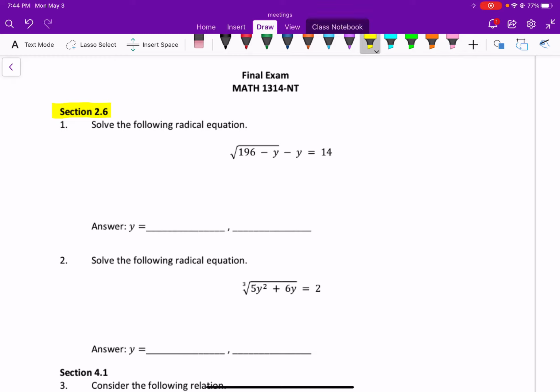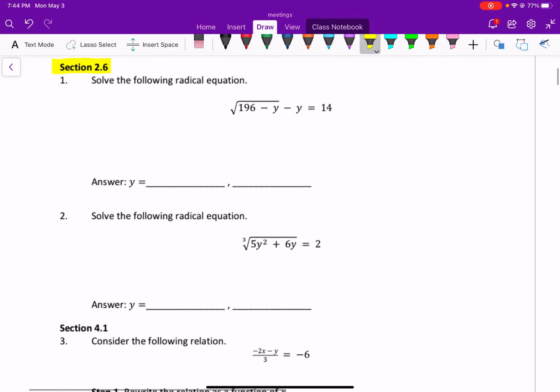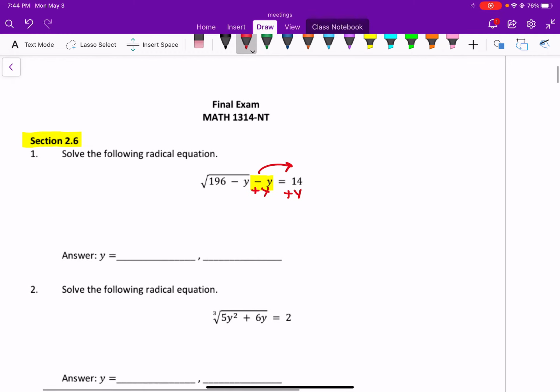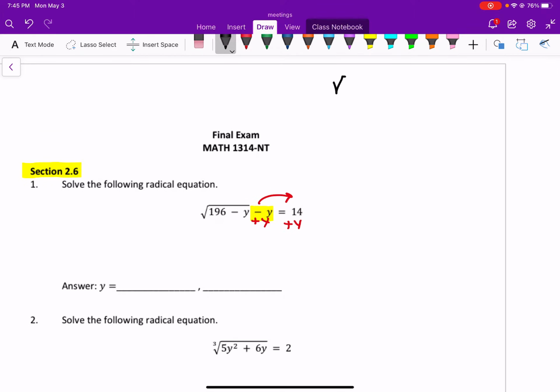So we're going to start with section 2.6, and what we're going to do first is solve this radical equation. Remember, in order to solve this, we have to take this minus y and move him to the other side since he is outside of our square root. So we're going to do this by adding y to both sides. I'm actually going to come up here so I have more room for this problem. And this, we're going to have the square root of 196 minus y equal to y plus 14.